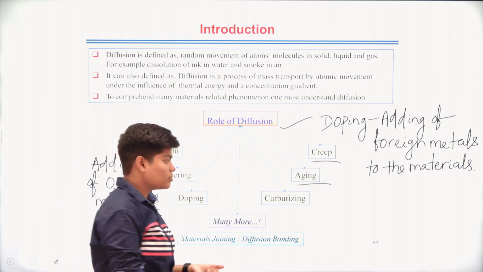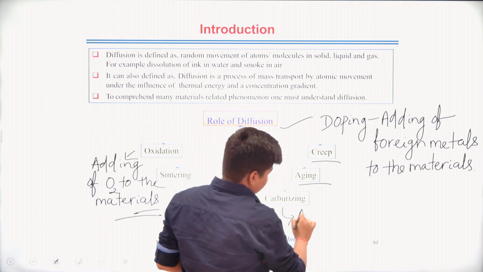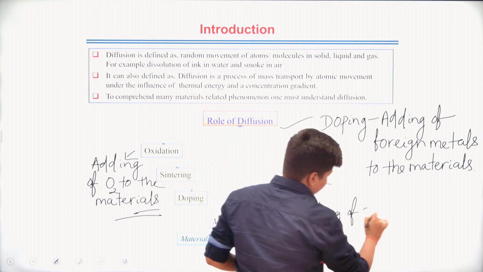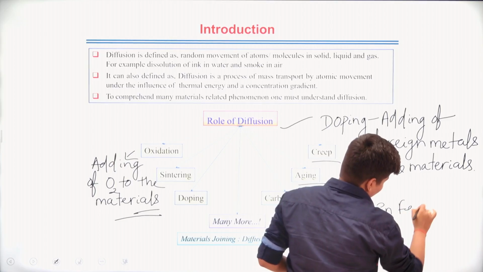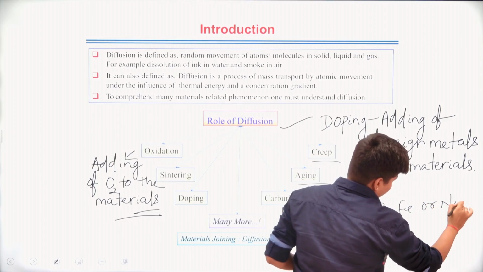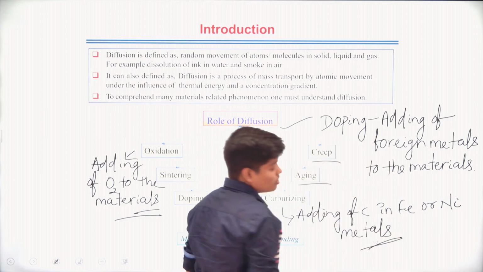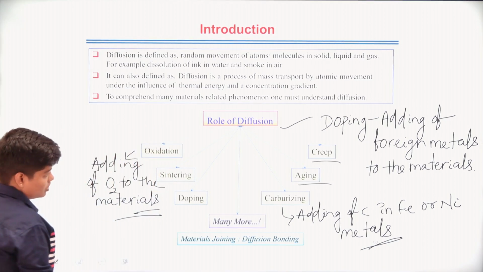Then carburizing. What is carburizing? Carburizing means the adding of carbon in iron or nickel metals, so that diffusion will occur. So, this is the role of diffusion in different cases.